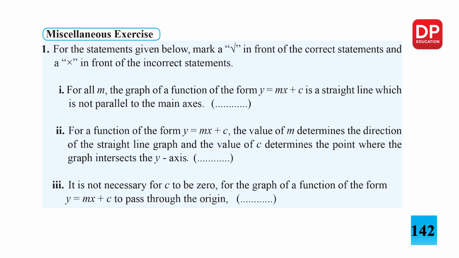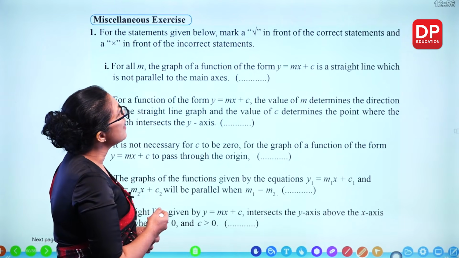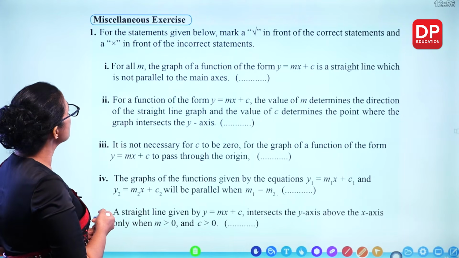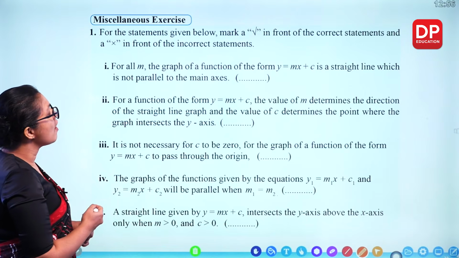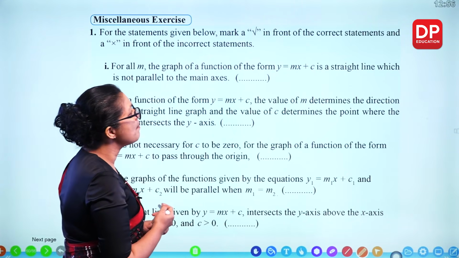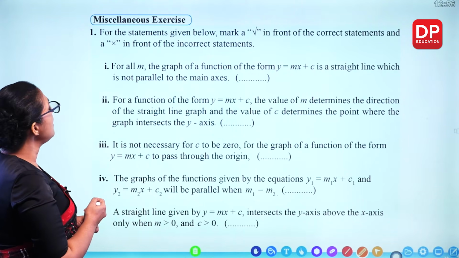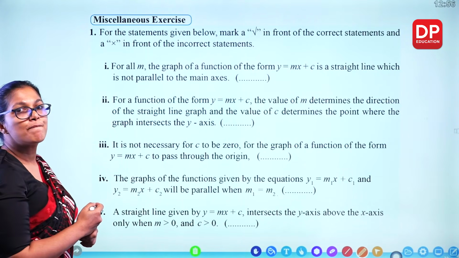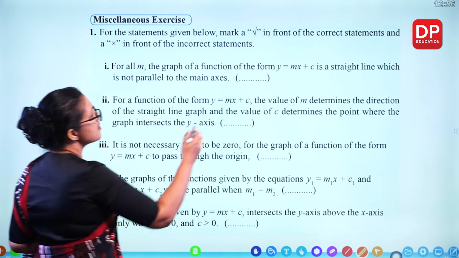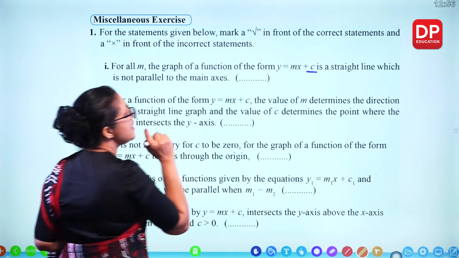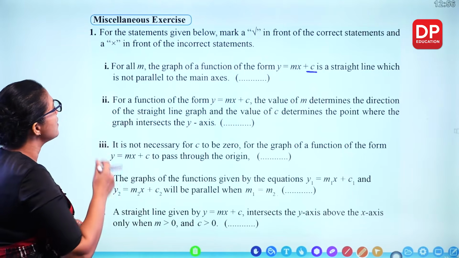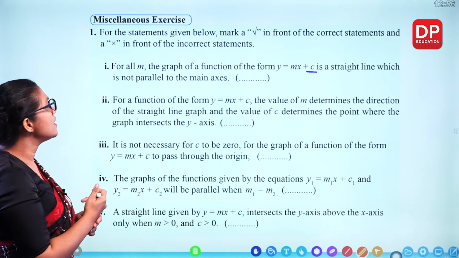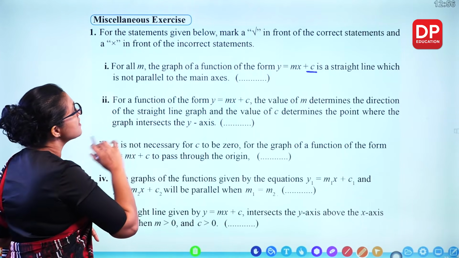Miscellaneous exercise. For the statements given below, mark correct sign in front of the correct statements and wrong sign in front of the incorrect statements. For all m, the graph of a function of the form y equals mx plus c is a straight line which is not parallel to the main axis. That's correct because here c is the y-intercept, so that's not parallel to the main axis. It is not a horizontal or vertical, that's a slant line.